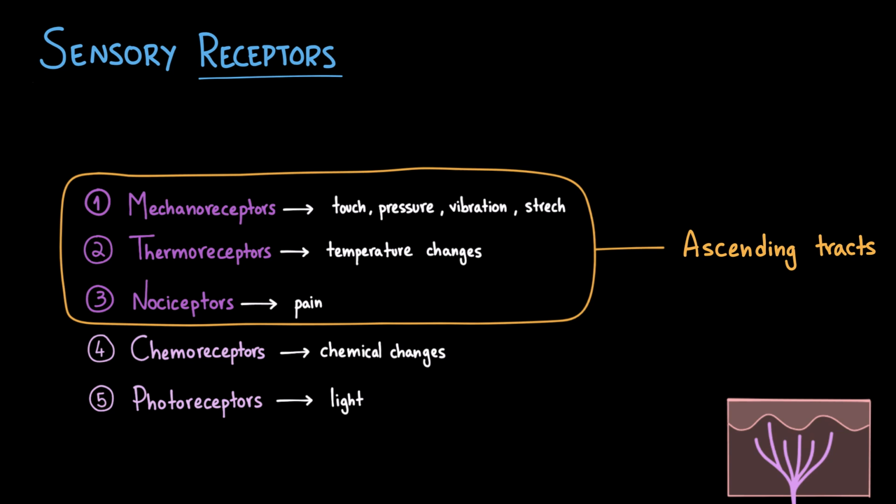up to the brain. Now that we know which receptors are involved, let's see how these signals actually travel to the brain. They need a pathway, and that's where the spinothalamic tract comes in. As we've seen before, the spinothalamic tract is one of the main ascending sensory pathways of the spinal cord.